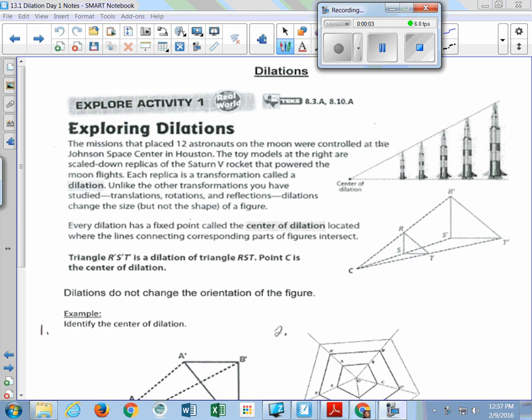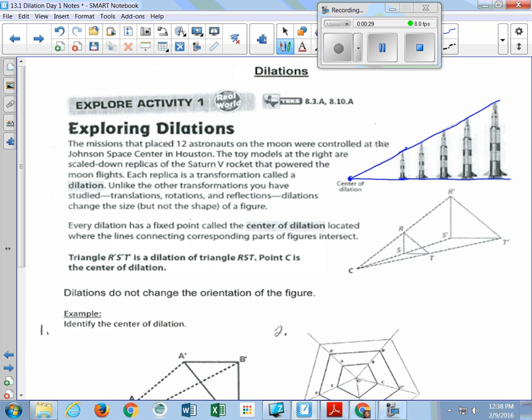Today we're going to start dilations. If you look at the picture, you have different sizes of spaceships. As it goes along, the height of the spaceship increases, and it does that in a uniform way. And if you were to bring these two lines together, they create your center of dilation.